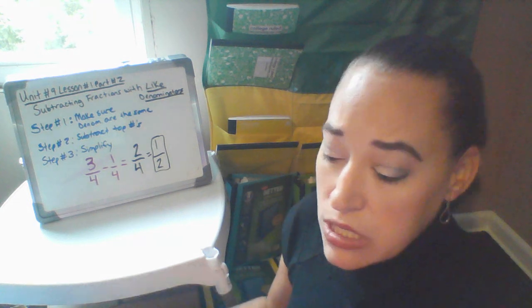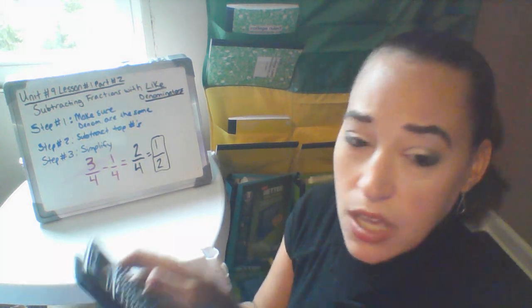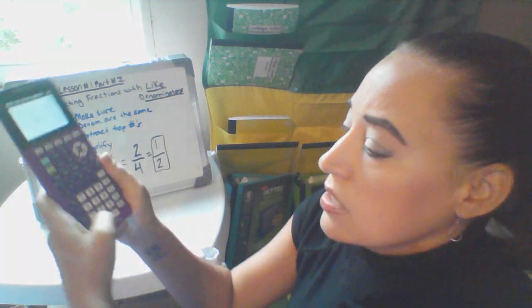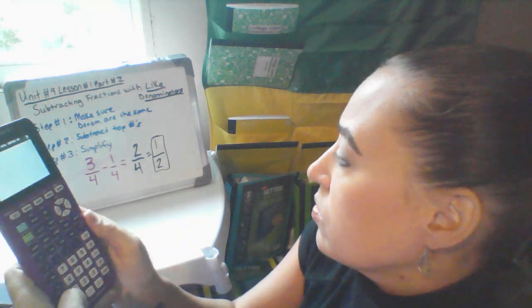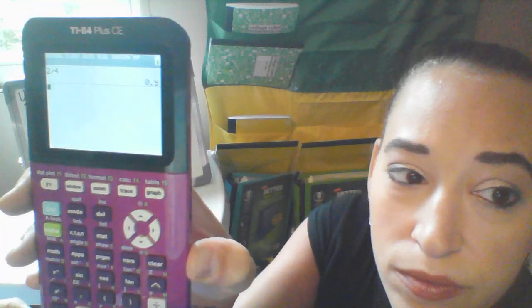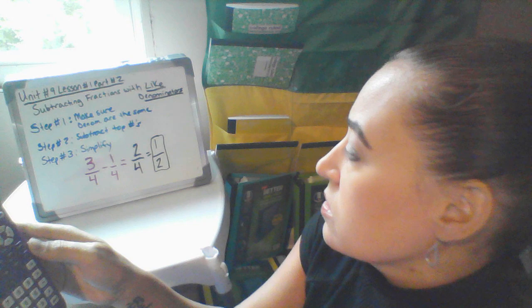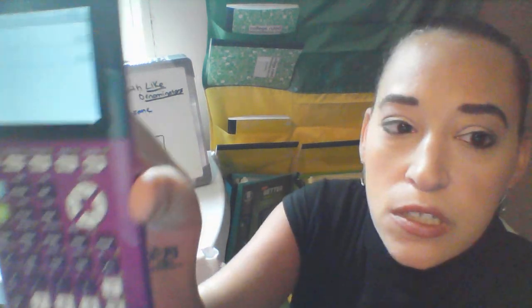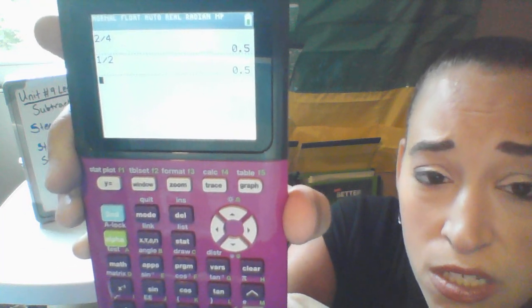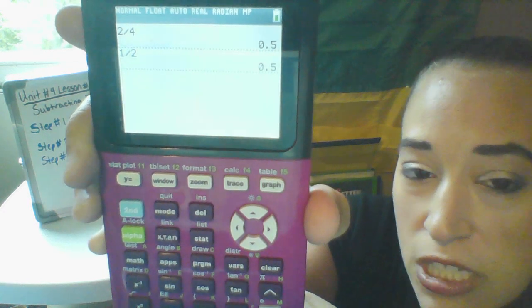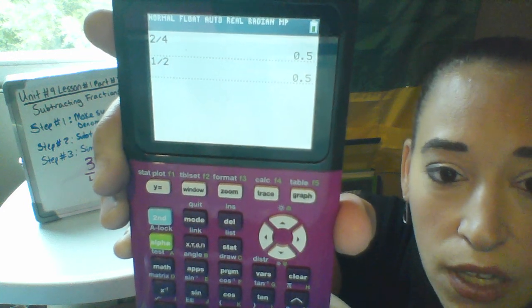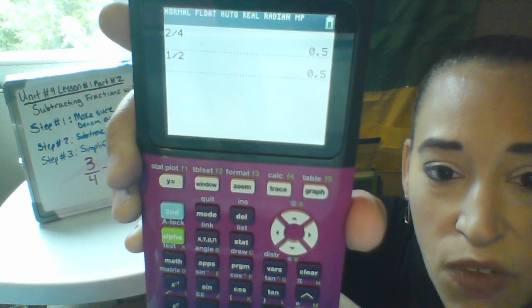If I pick up my calculator, I'll use the calculator that you use in class. This calculator won't show it back to back the way a graphing calculator does. So 2 divided by 4 equals 0.5. And 1 divided by 2 equals 0.5 as well. So again, it shows you they're equivalent fractions. They're just shown in different forms. They equal the same thing. I didn't change the value of the fractions at all. They're just in a more simplified form.